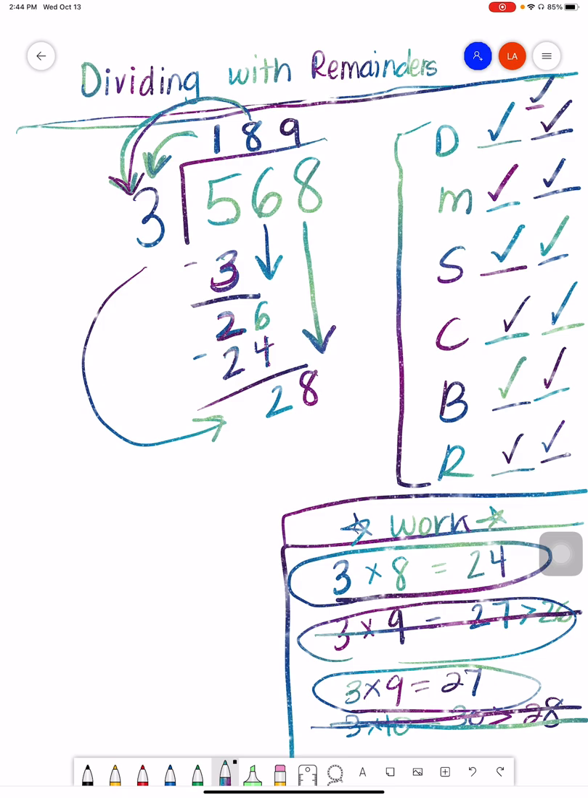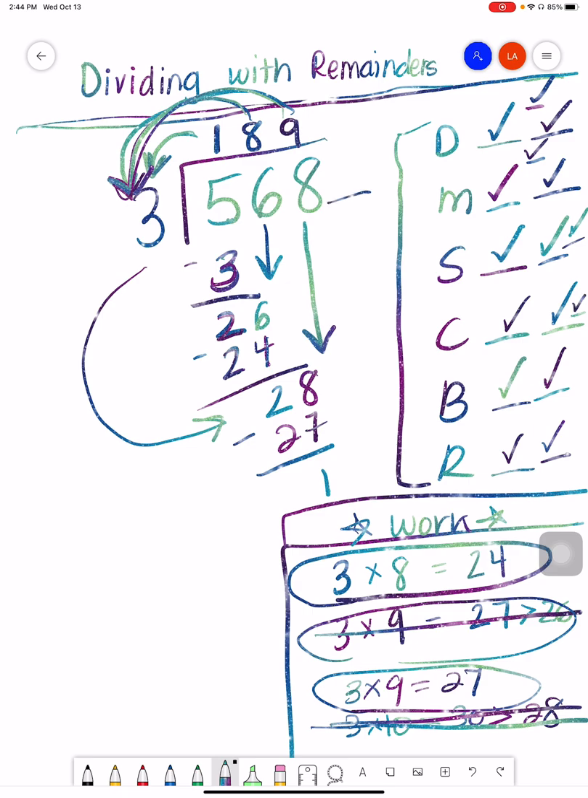I've divided. Now I multiply again. 9 times 3 equals 27. My next step is to subtract. 28 minus 27 is 1. Now I check. 9 times 3 equals 27. Yep, that works. 28 minus 27 is 1. Yep, that works.